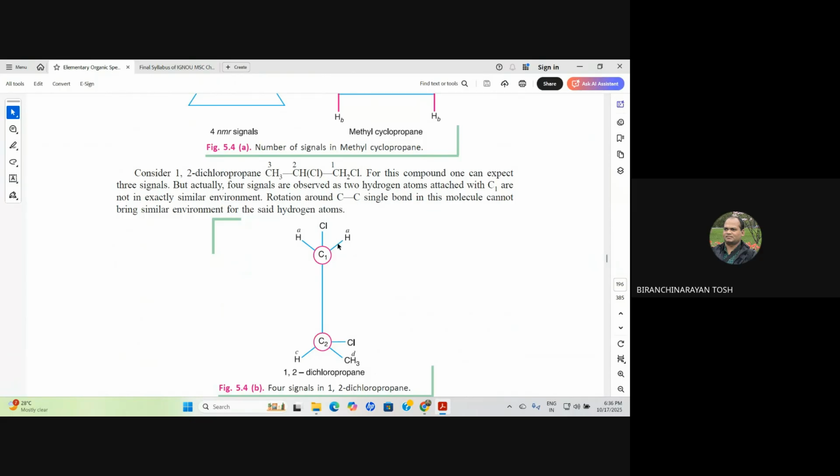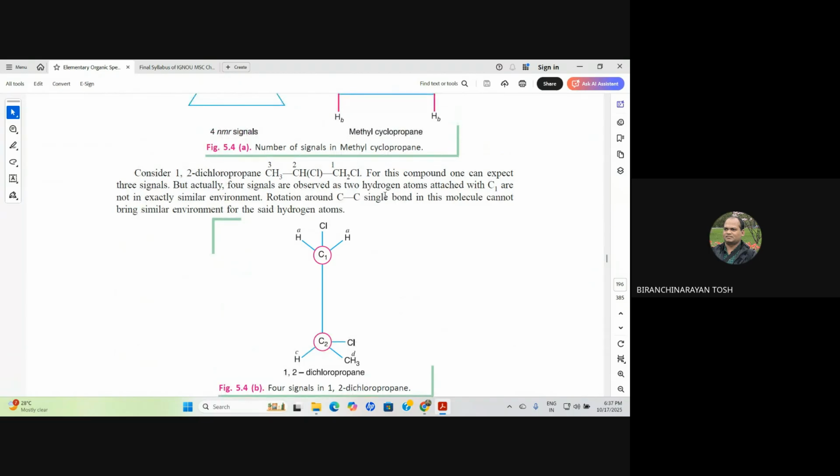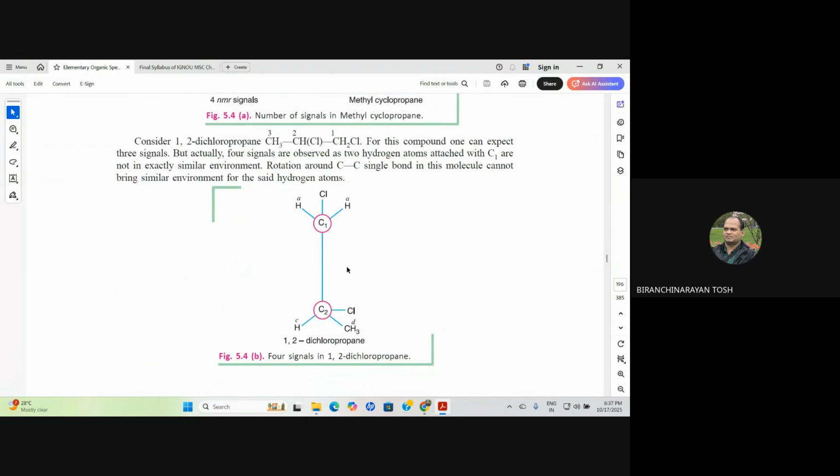1,2-dichloropropane. You consider 1,2-dichloropropane, methyl group 1. Yes, 1,2-dichloropropane. This is methyl cyclopropane. It is 1,2-dichloropropane.